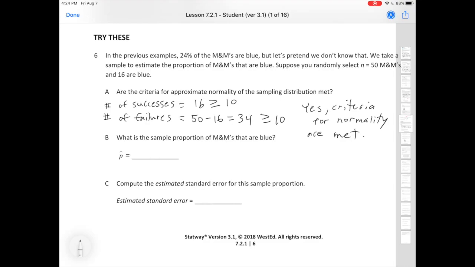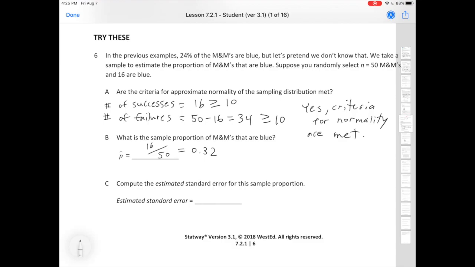Okay, so again, we are pretending that we're doing a brand new problem here. It says, suppose that you randomly select 50 M&Ms and 16 of them are blue. What is the sample proportion of M&Ms that are blue? Okay, so remember, you need to take the number of successes, so 16, and you need to divide it by the sample size, which is 50. 16 out of 50 of them are blue, right? So if you do that in your calculator and you divide that, you actually get 0.32. So that is p hat.